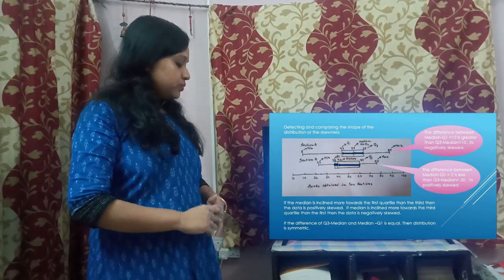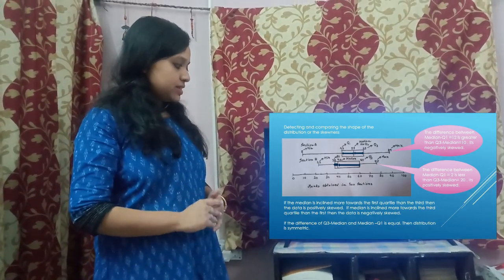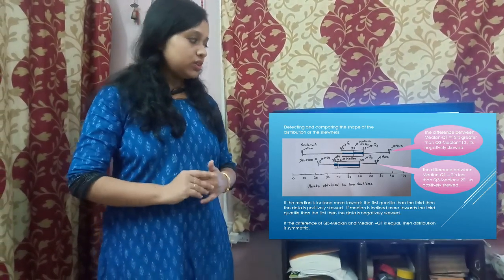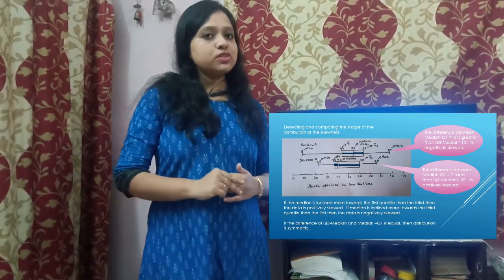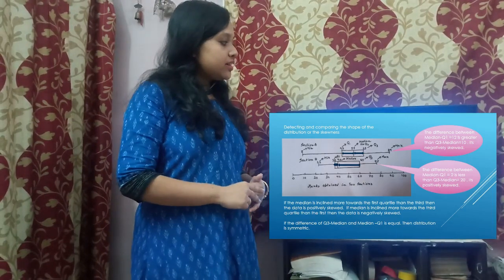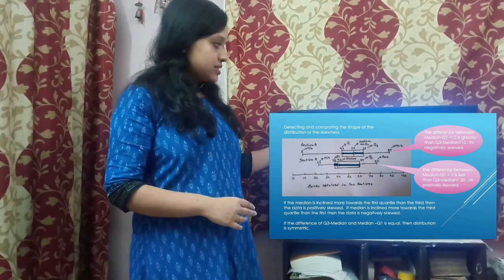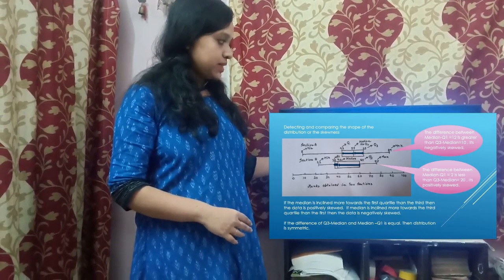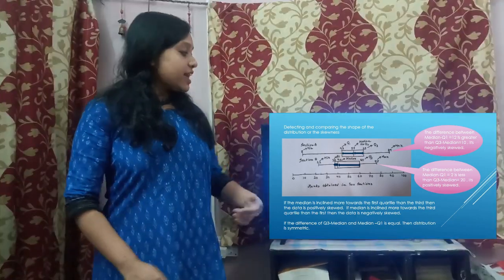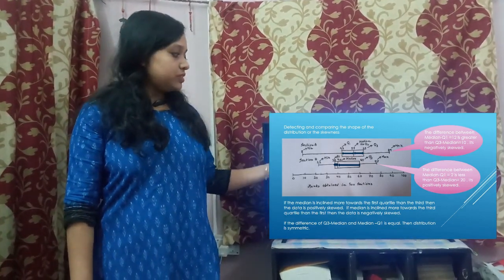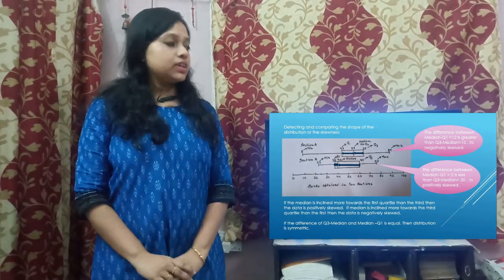So, if the difference of Q3 minus median and median minus Q1 is equal, that is, if they are not unequal, then the distribution becomes symmetric. Here, it's obvious that the section A part is negatively skewed and section B part is positively skewed. So like this, you can detect the distribution or the skewness of these two sections. Let's see the next slide.